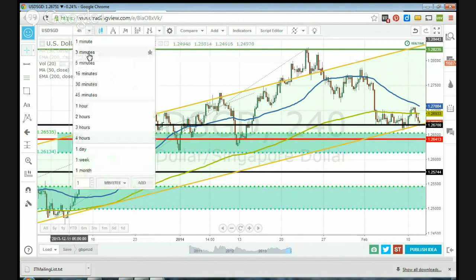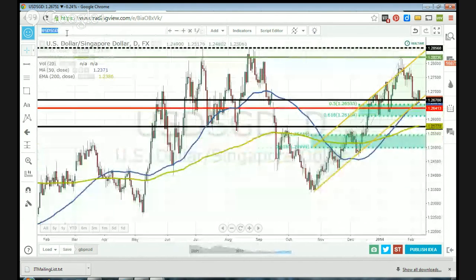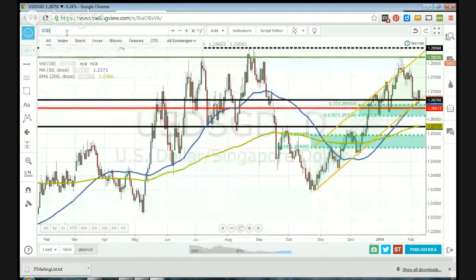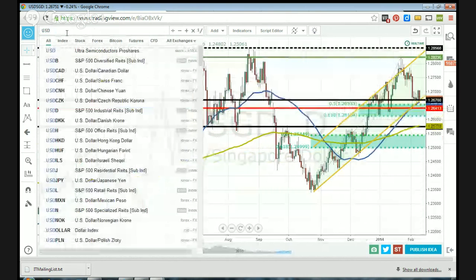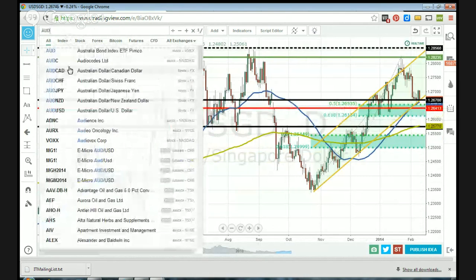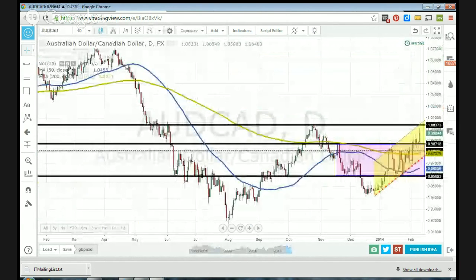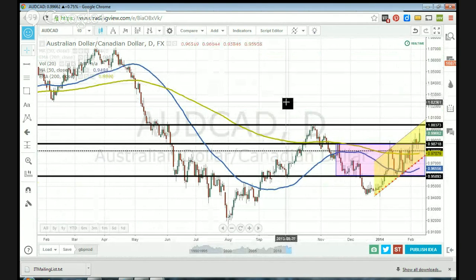Let's get back to the daily chart. Okay, so that's the dollar pairs. Now Australian dollar. Okay, Australian dollar, Canadian dollar. I had mentioned this before. I had originally thought about shorting here.